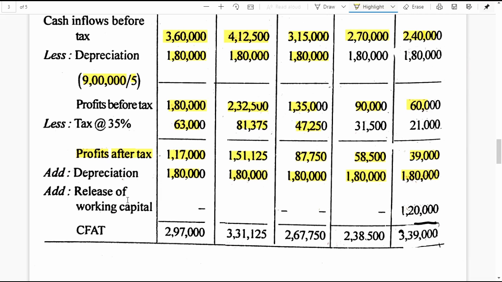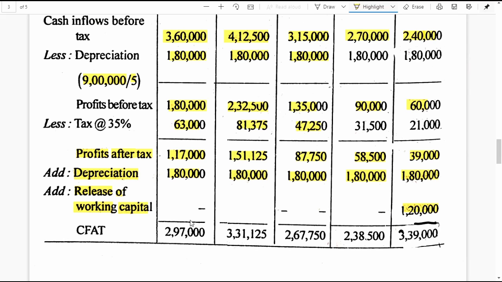In addition to adding depreciation with the profit after tax, we should also add the working capital which will be released back by the project at the end of its lifetime. That is at the end of 5th year. So the 1,20,000 which will be invested in the beginning of the project will come back as it is because it is a money related to working capital.